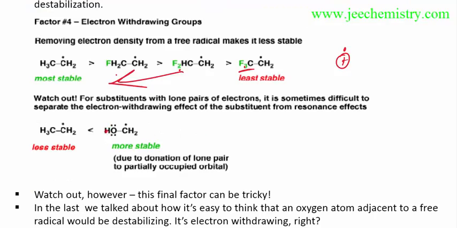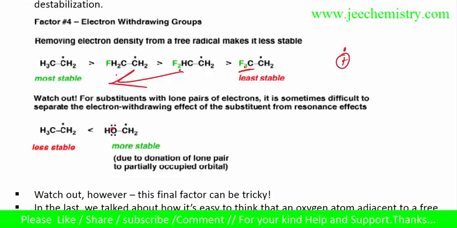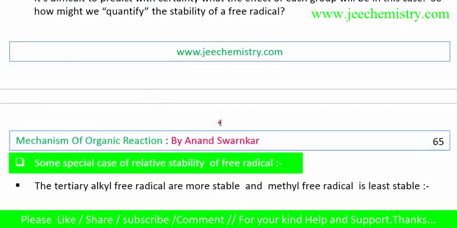Here, oxygen has a lone pair of electrons and will provide this lone pair to stabilize the free radical. That's why it is more stable. It will provide only the I effect. It will provide more and more electrons to the electron deficient atoms. So the stability increases in this order. Now in this way we can compare.